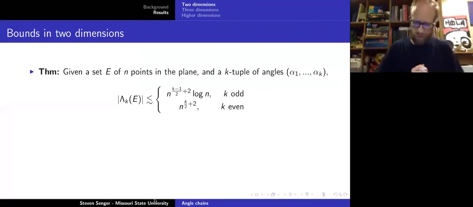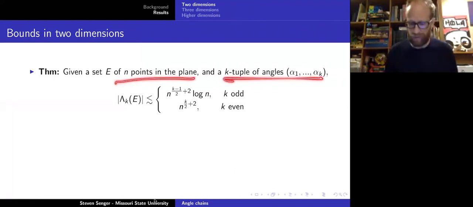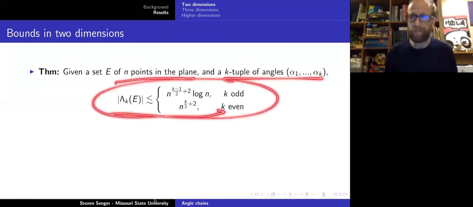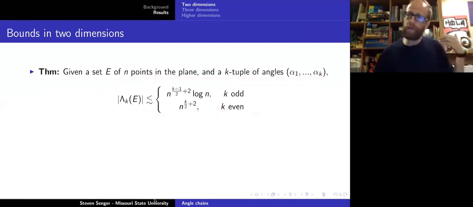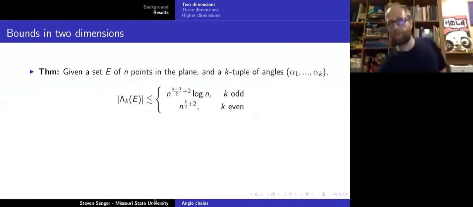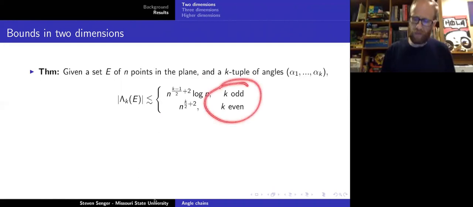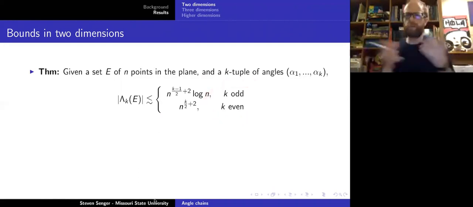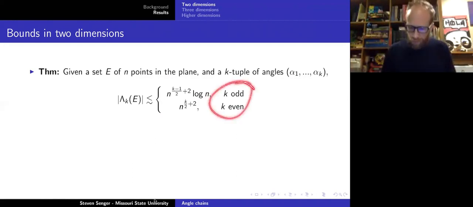Here are the results. I'll try to run these down in the next 10 minutes. 2 dimensions is not super interesting. If we have n points in the plane and a k tuple of angles, then we have this even odd thing. If you'll recall from the results that I showed you due to Frankel and Kupovsky, and the previous results due to Adam, Avi, and myself, those also broke down by some modular relationship on k. Here it's k modulo 2.